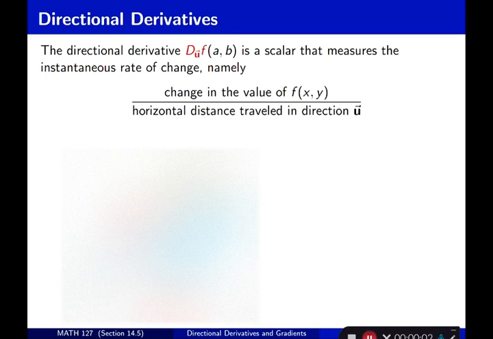Continuing with section 14.5, directional derivative. The directional derivative, derivative in direction u of f at a and b, is a scalar that measures the instantaneous rate of change, namely change in the value of f of x and y over the horizontal distance traveled in direction u, basically.